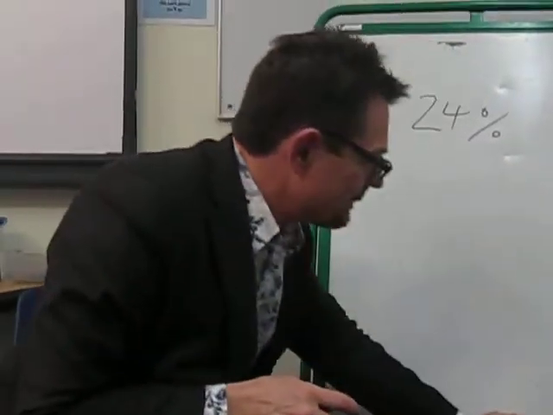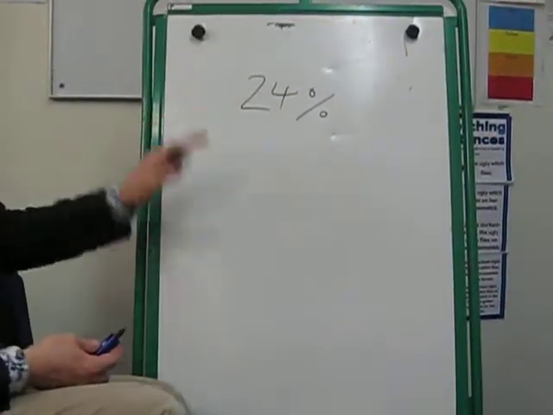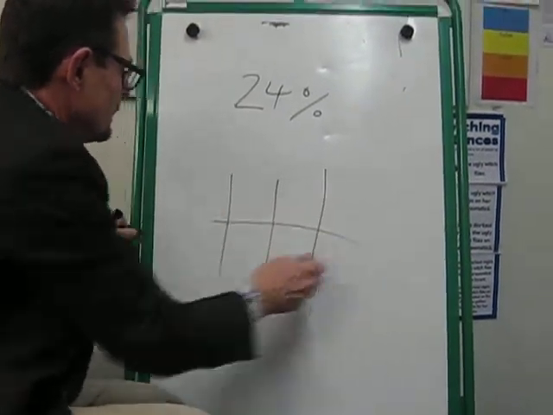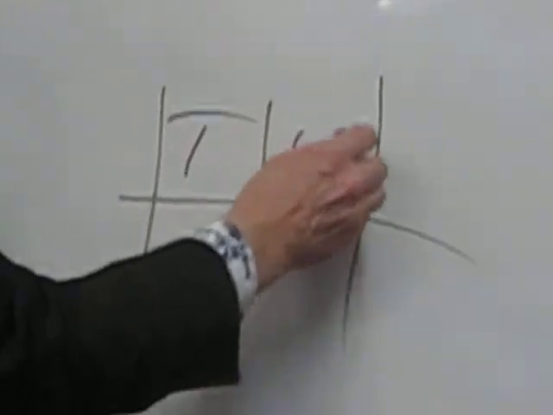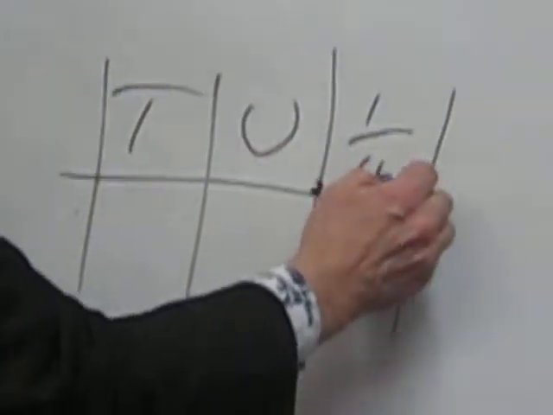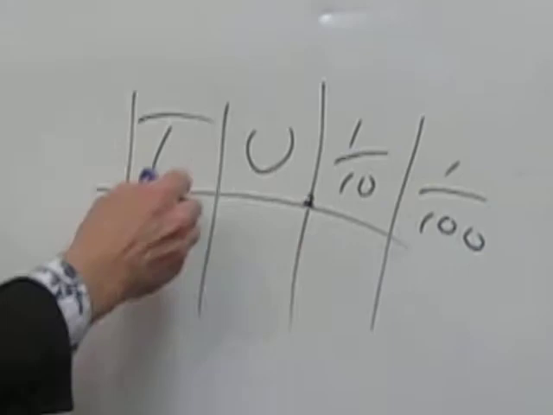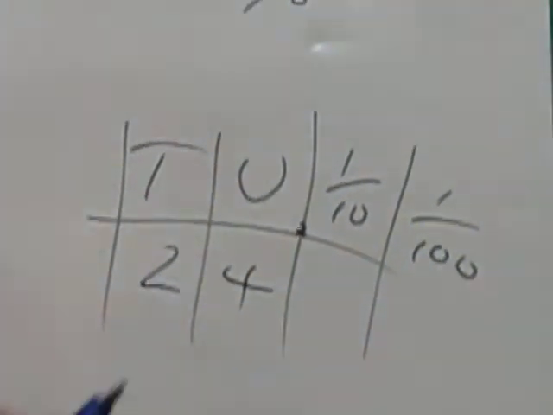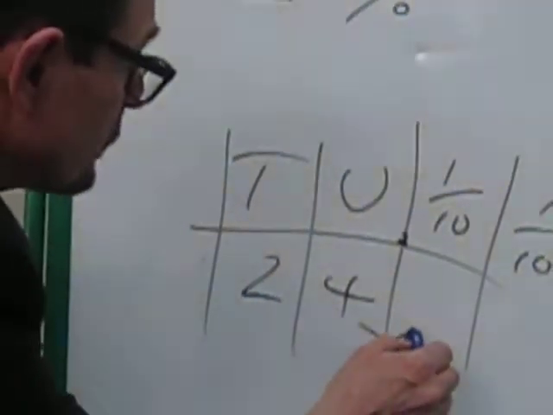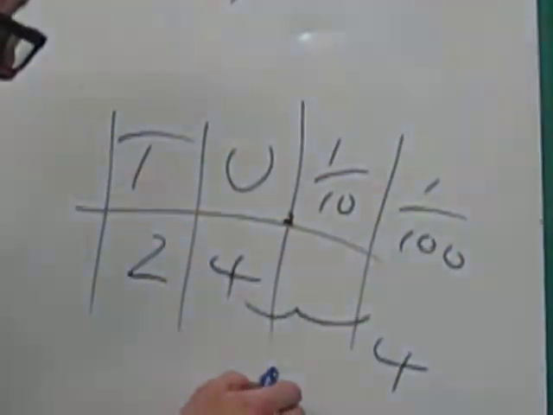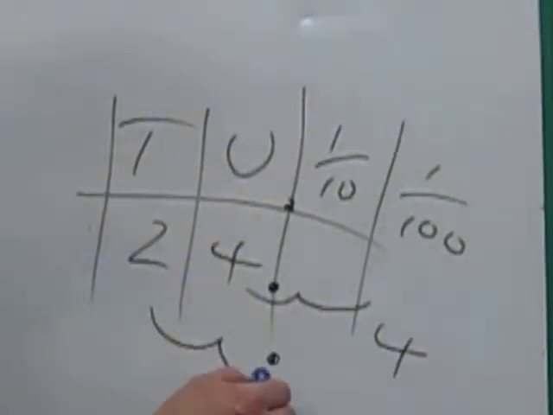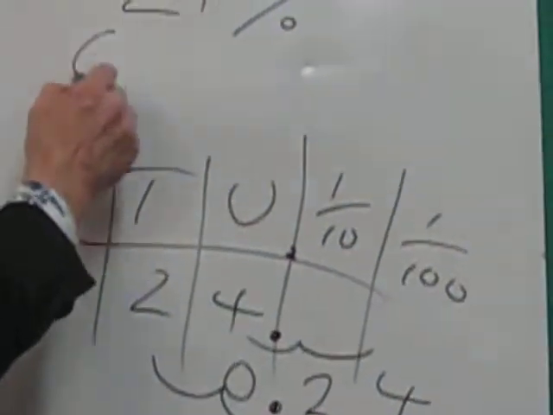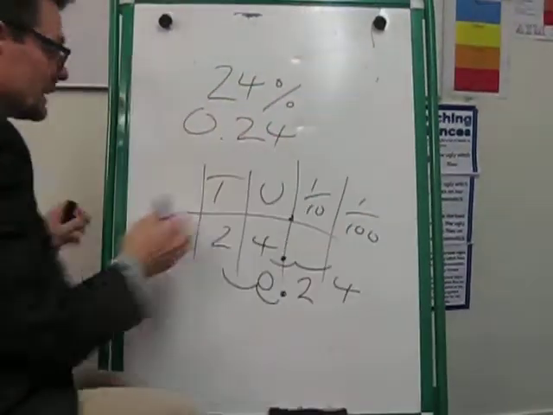Defrost. Okay, let's have a look at this. So 24%, let's find it as a decimal. So here are our place value columns, and let's look at number 24. We need to move those digits 2 places to the right. Fantastic. So the 4 goes into the hundredths. The 2 goes into the tenths, and we end up with 0.24.